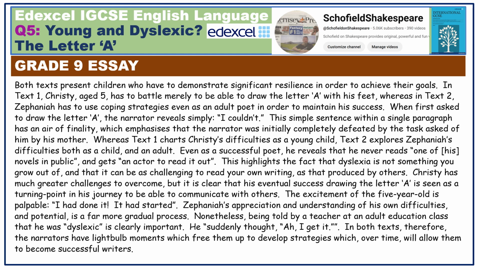Zephaniah's appreciation and understanding of his own difficulties and potential is a far more gradual process. Nonetheless, being told by a teacher at an adult education class that he was dyslexic is clearly important. "He suddenly thought, I get it." In both texts, therefore, the narrators have light bulb moments which free them up to develop strategies which over time will allow them to become successful writers.